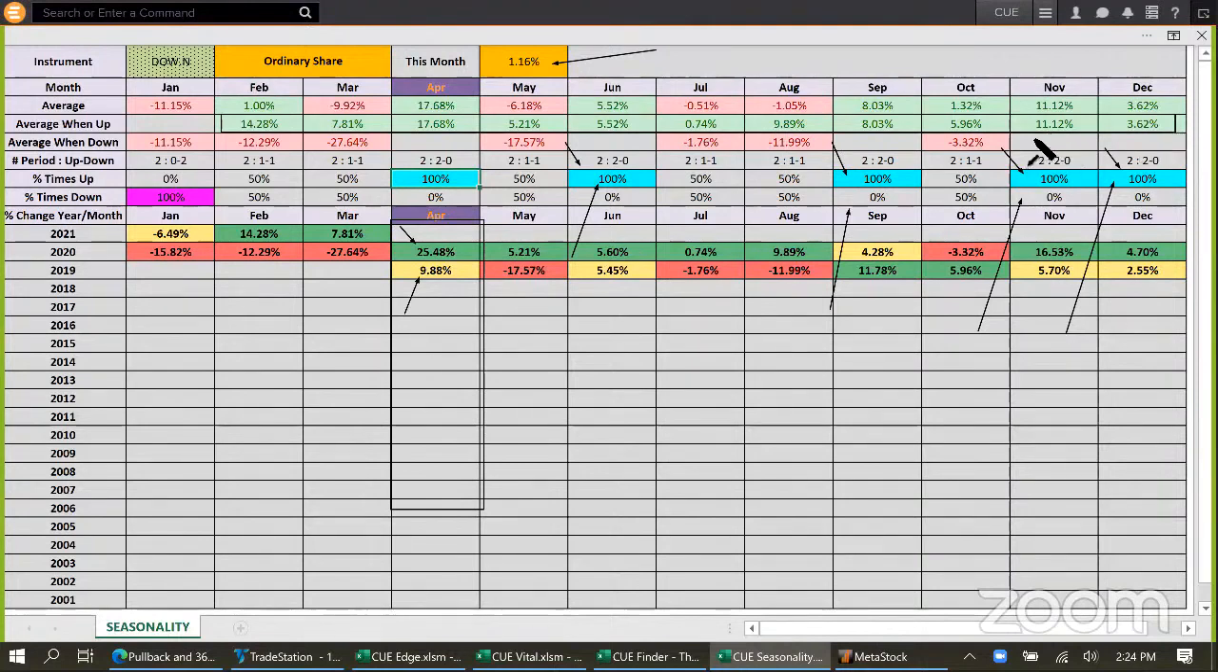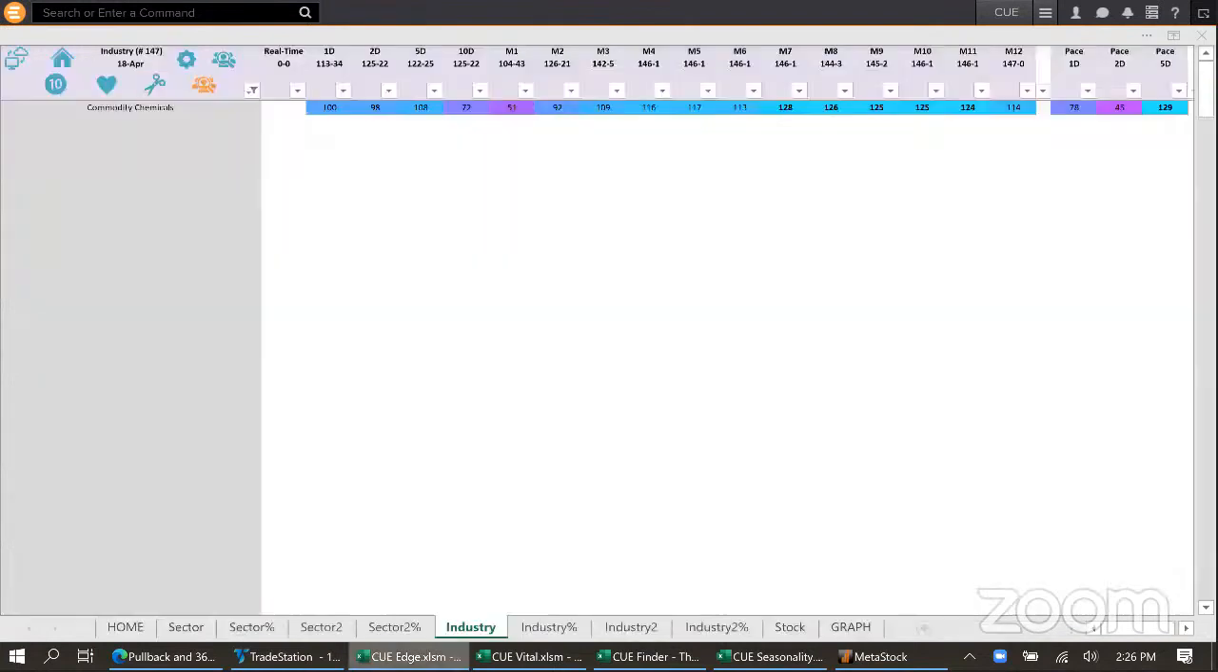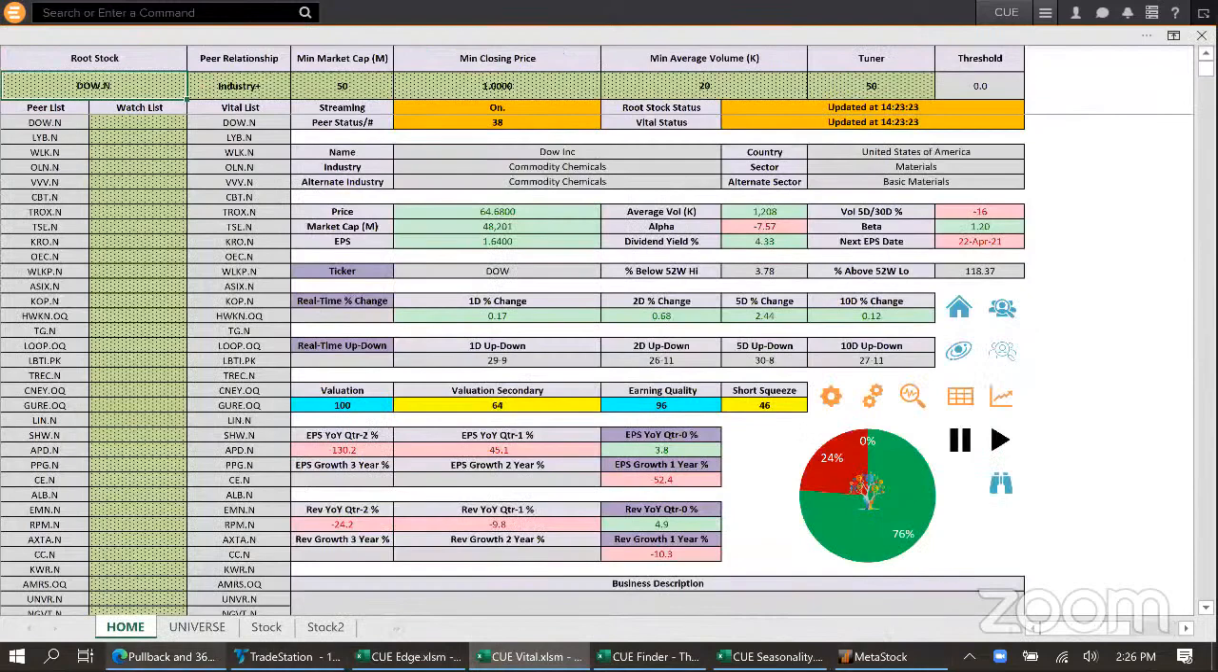We can see November had the biggest move, 11.12%. September also had a decent move, 8.3%. So it was always bullish, and average move up by 8% in a month in September, and 11.1% in November. Those are the times we may look for bullish trades again if we are using seasonality. And then again, I will look for the industries to be strong, fundamentals to be strong, and technicals to be strong.